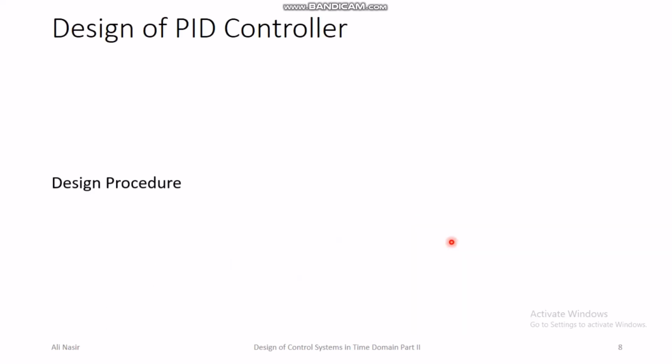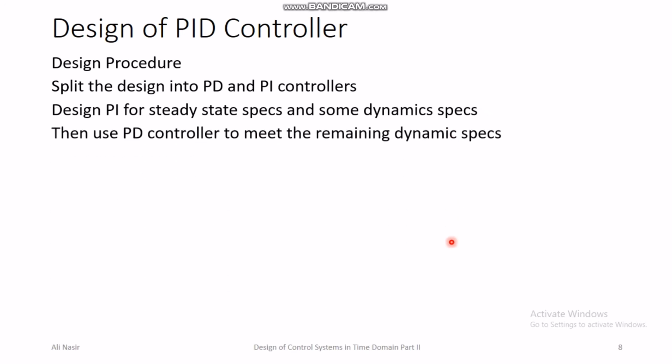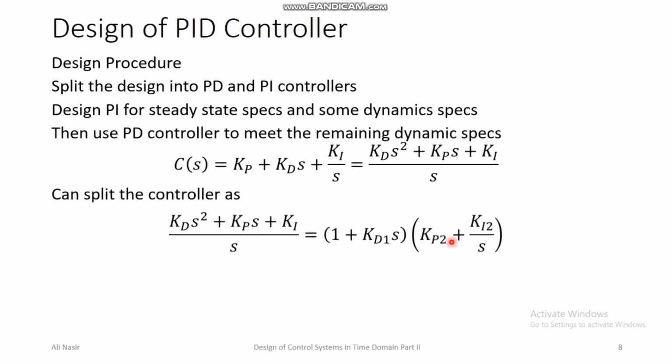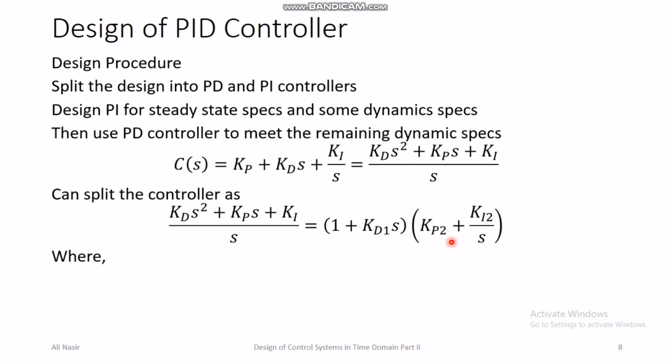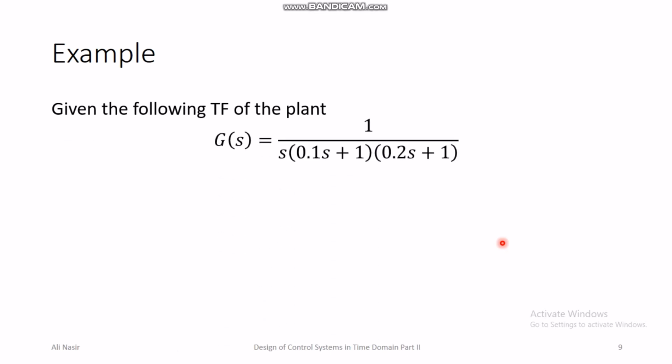And then we looked at the PID design, and we discussed that PID design is always done by decomposing the PID controller into PI and PD controllers. We split the PID controller into a product of a PD controller and a PI controller with these translation equations, which give you the translation of PID gains onto the PD controller and PI controller gains.